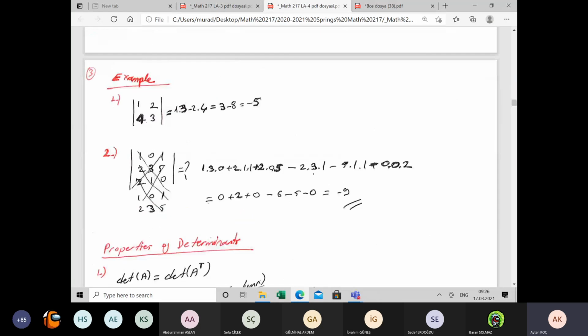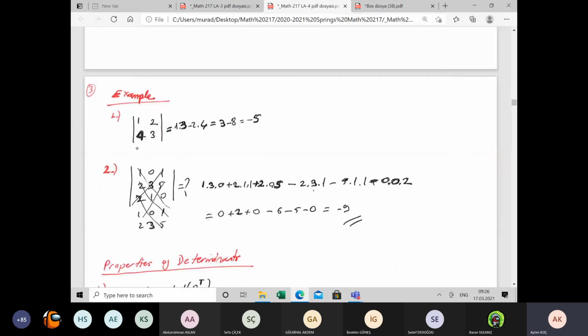Let's give one more example. For example, look at this one: 1, 3, 4, 2. Multiply: 1 times 3, we obtain 3. 2 times 4 is 8, minus 8, so we obtain the result minus 5. Our aim is to get this one. It's okay, and using the Sarrus rule, we obtain this one.